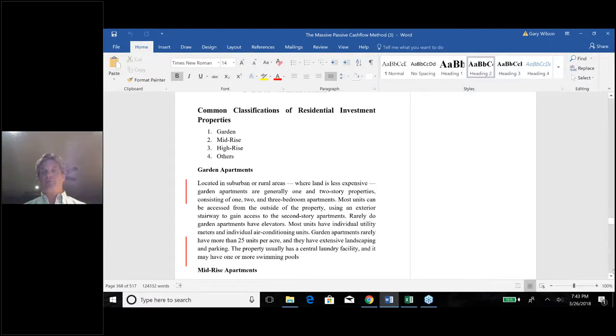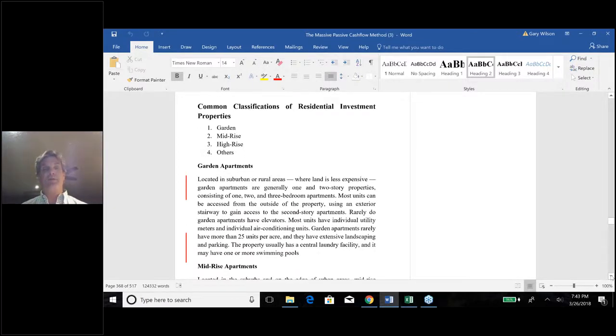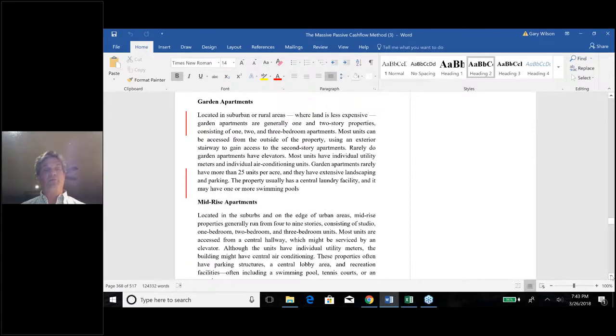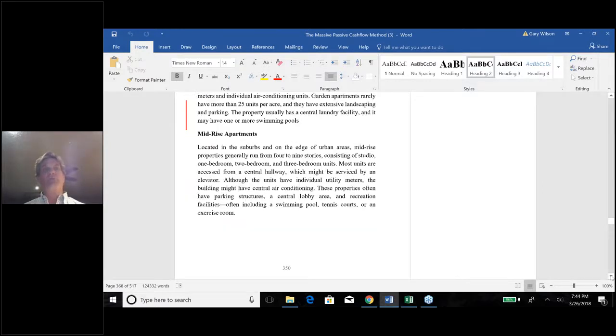All right. Garden apartments, garden units, you're generally going to find in suburban areas. Okay. Where land is less expensive because they take up more space. They generally have their own little yard space, little gardening space, things like that. Okay. Mid-rise, usually you're going to find in the outlying areas of the urban areas, call them the suburbs, or in the urban areas. They still have their own individual utilities, okay? Everybody pays their own bills, gas and electric, things like that.